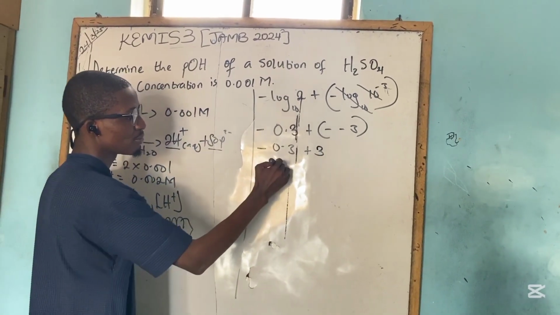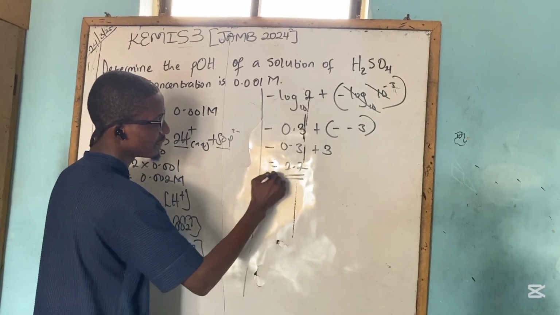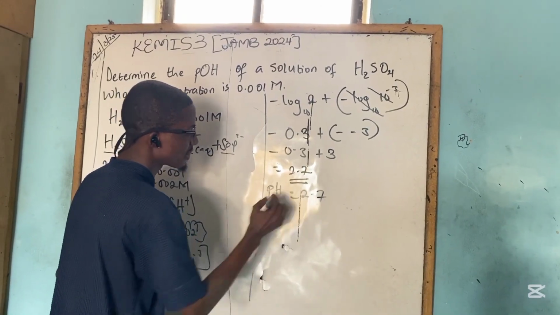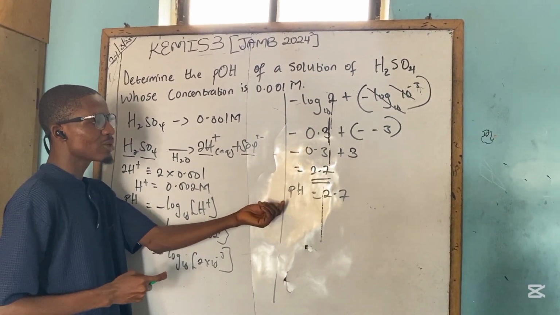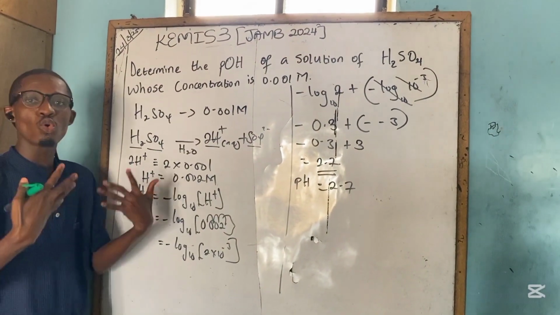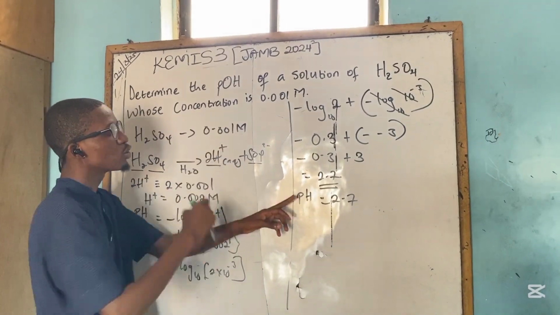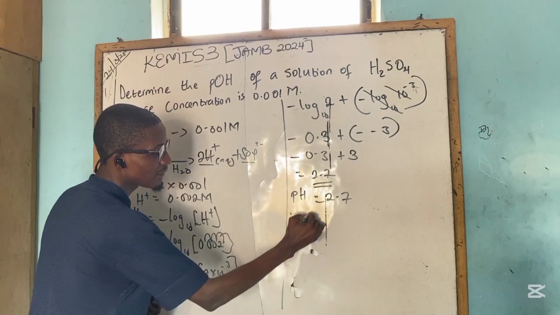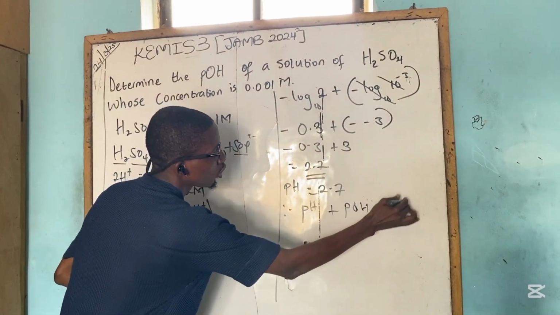So our answer in this place gives us 2.7. 2.7 is the pH of that acid. The pH of the acid is equal to 2.7. But the question does not ask us to calculate the pH. The question asks us to calculate the pOH. Just that, for us to get our pOH, we need to calculate the pH of H2SO4 first. So therefore, we can say pH plus pOH is equal to what?